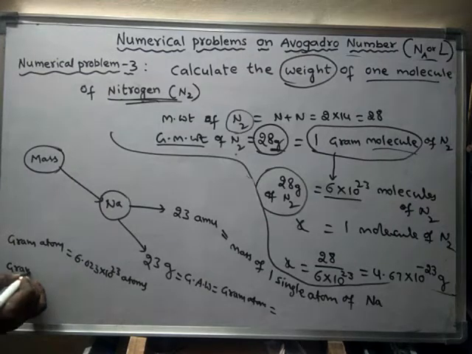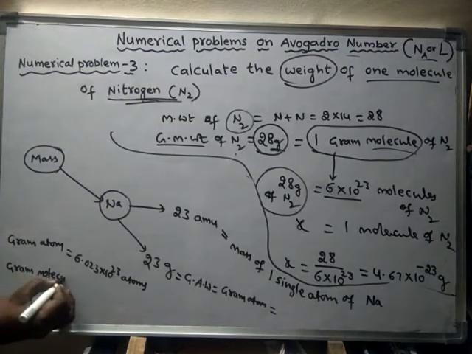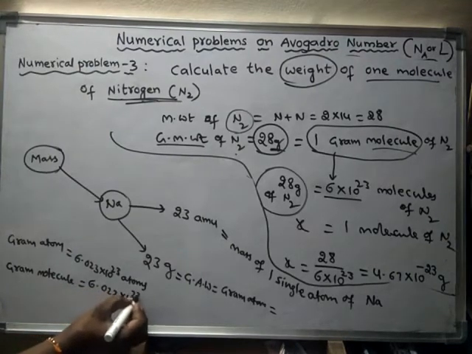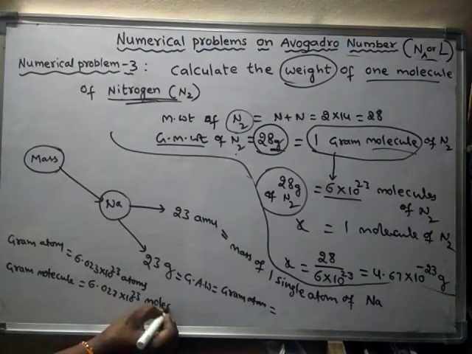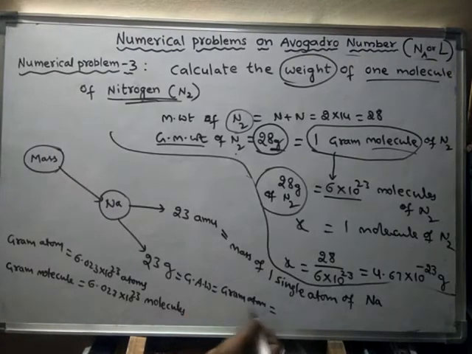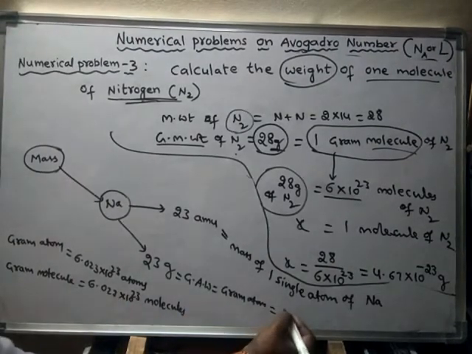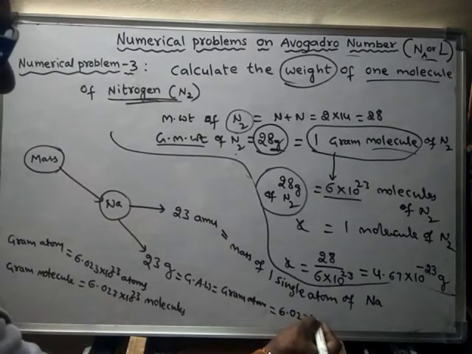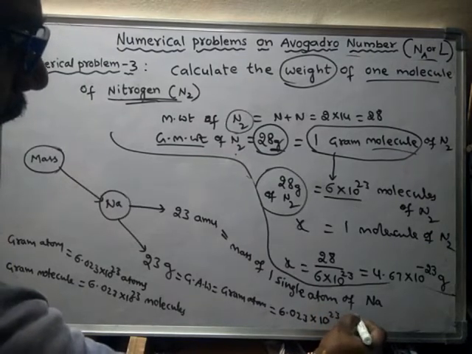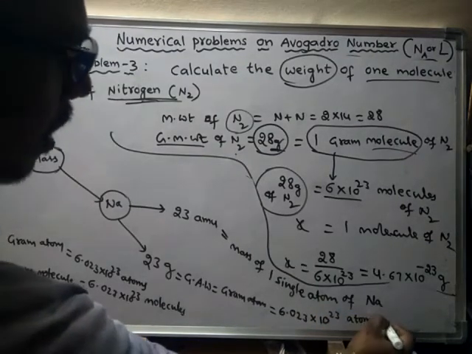Then gram molecule means 6.023 into 10 to the power of 23 molecules. So that is the difference between this one and this one. Gram atom means these many atoms. Gram molecule means these many molecules. So here gram atom means these many atoms. So that means 6.023 into 10 to the power of 23 atoms of sodium.